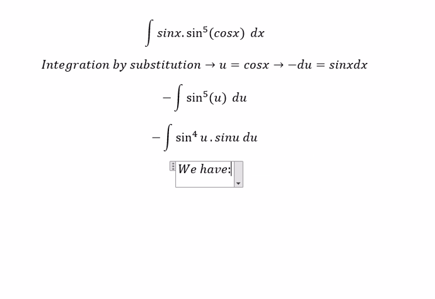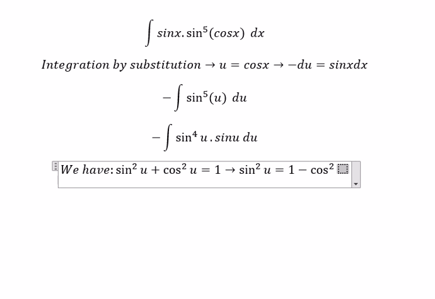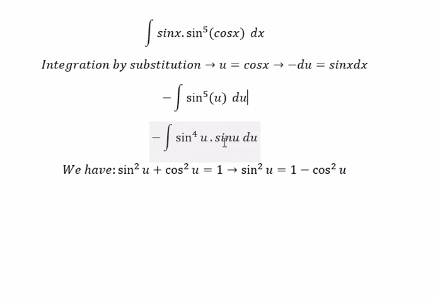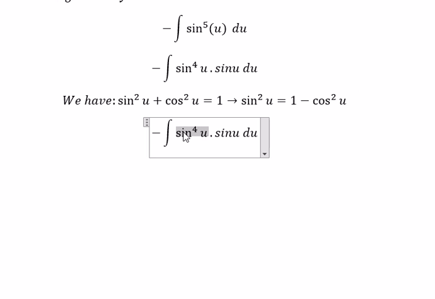We have sine u square plus cosine u square equal to number 1. So we get sine u square equals 1 minus cosine u square. So in this one we put it in here because that's about number 4 and here is about number 2. So it means we will get 1 minus cosine u square to the power of 2.